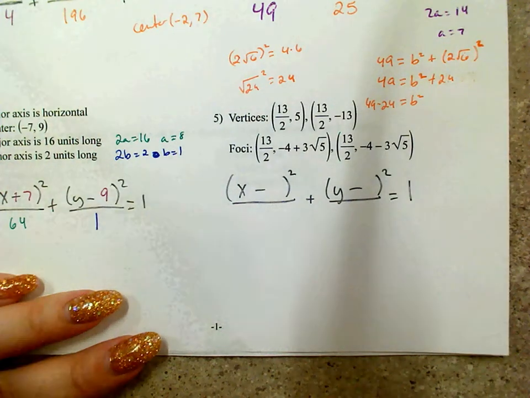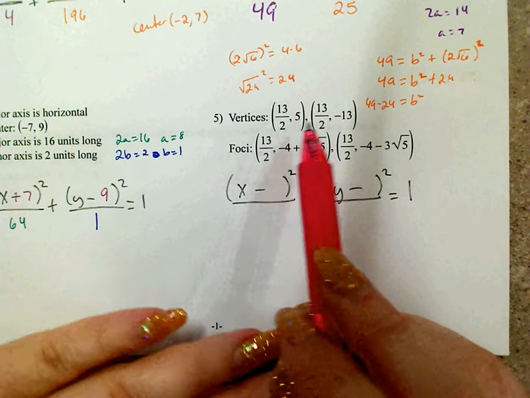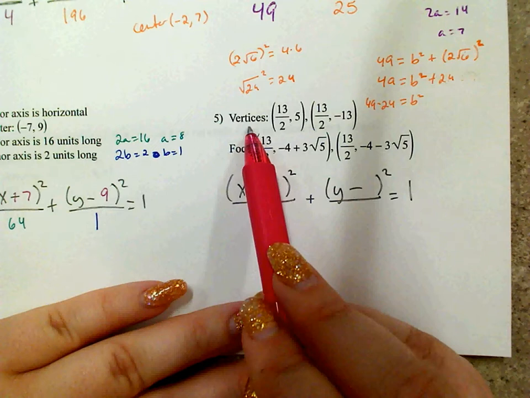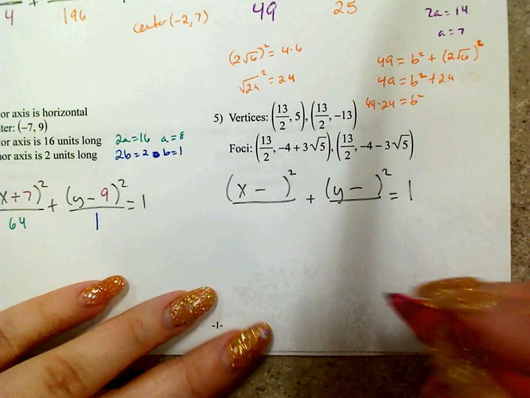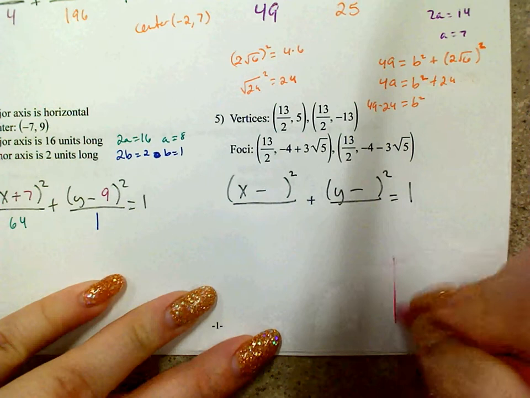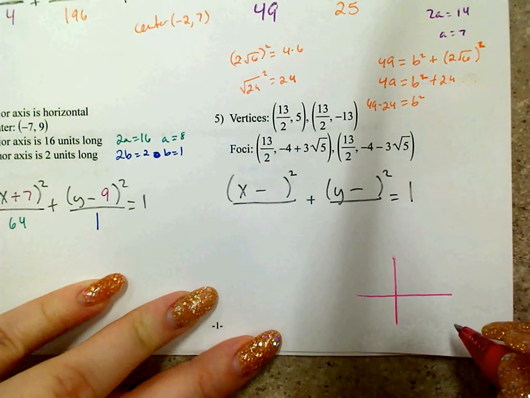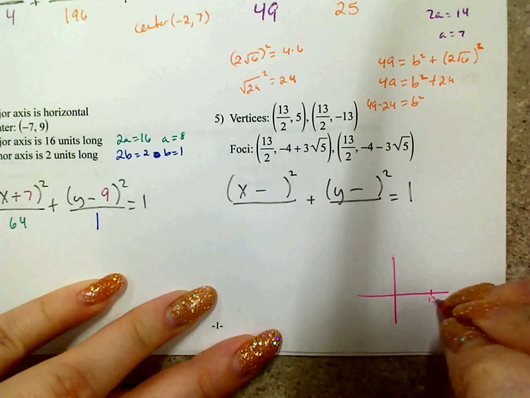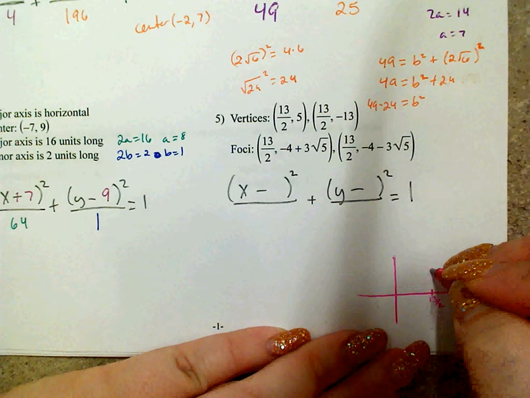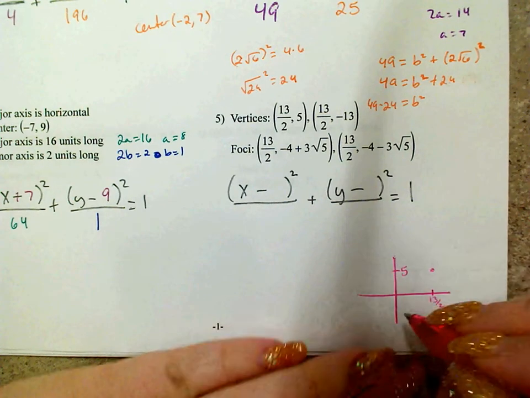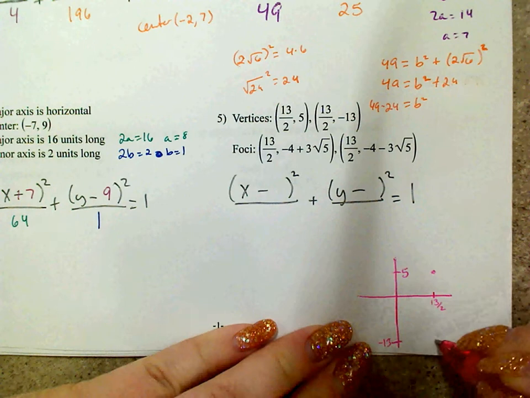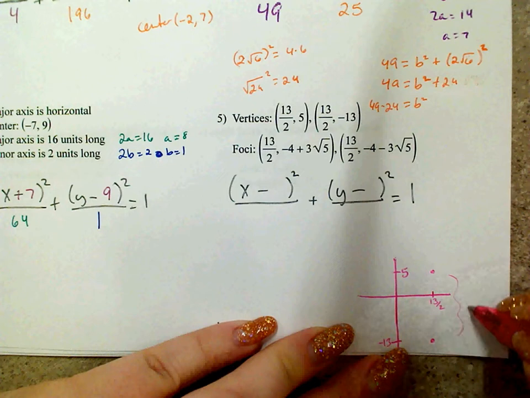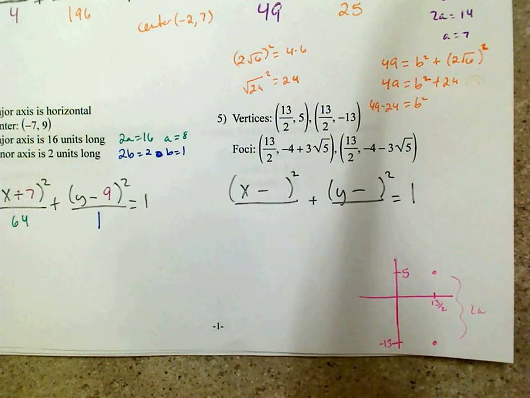The vertices, we've got 13 halves, 5, and 13 halves, negative 13. So vertices in this case automatically mean the major. 13 halves is 6.5, so it's over here, 13 halves, up 5, and down 13. Which means if these are my major vertices, then this right here is 2a. And it also means that a squared goes underneath the y.